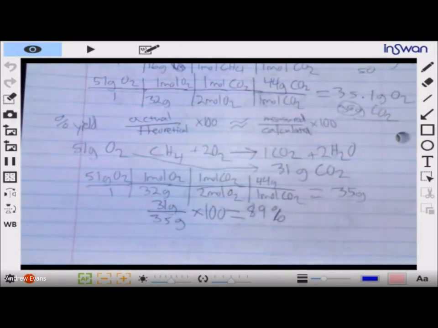So that is the basics of stoichiometry. That is going to be a big thing that we're going to use and keep using all throughout Chemistry 1 and Chemistry 2.